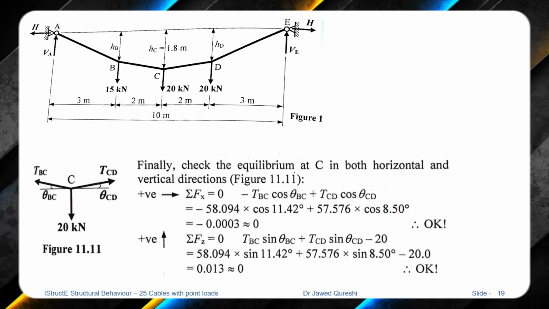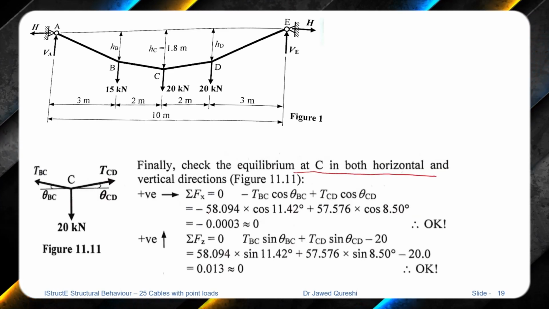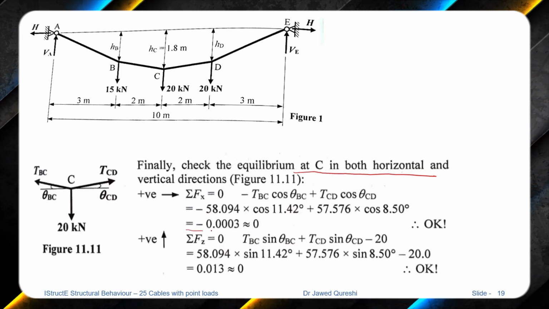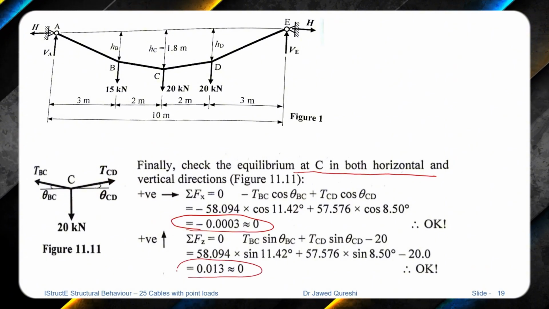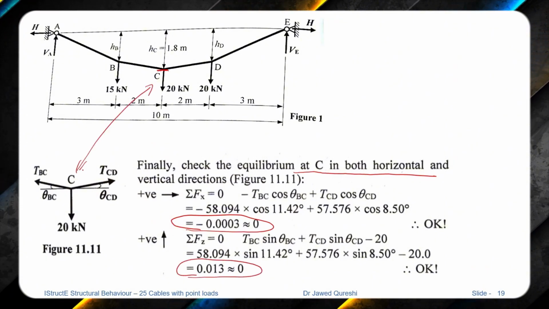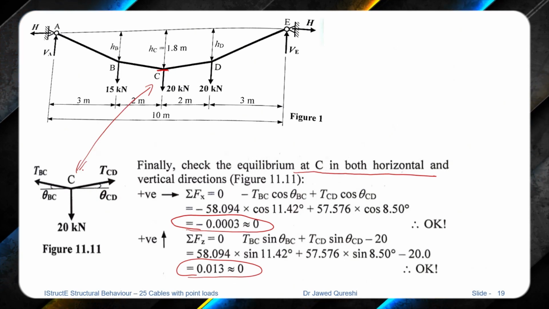Finally, we check equilibrium at point C, both horizontal and vertical. So at point C, we have horizontal equilibrium as 0 and vertical equilibrium as 0. This means that whatever calculations we have done, these calculations are fine.